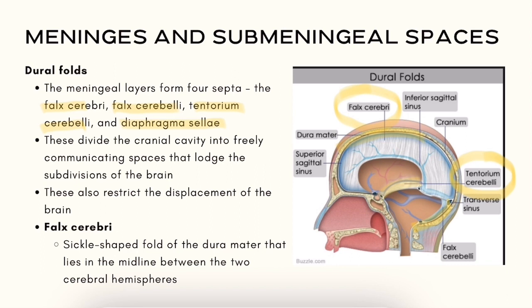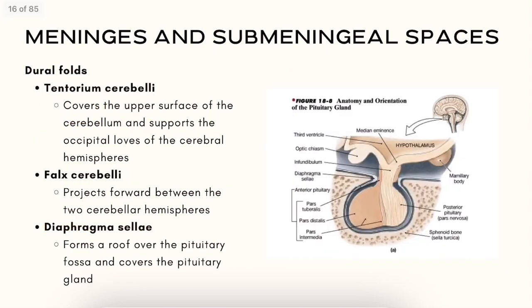So let's first talk about our falx cerebri. This looks like a sickle, a fold of dura mater that lies in the midline between the two cerebral hemispheres. That thing right there is our falx cerebri. Our tentorium cerebelli is a covering of the upper surface of the cerebellum, and this supports the occipital lobes of the cerebral hemispheres. This one right here. And then we have our falx cerebelli, which projects forward between the two cerebellar hemispheres. And our diaphragma sellae, which forms a roof over the pituitary fossa and covers the pituitary gland.